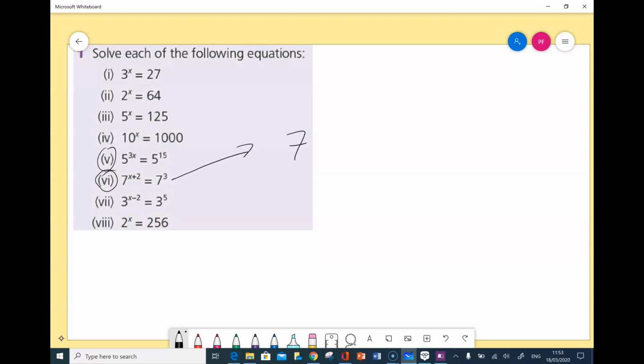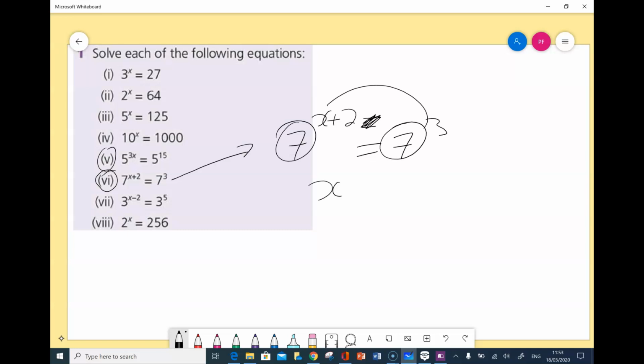Part 6. 7 to the power of x plus 2 equals 7 cubed. Excellent. My base numbers are already the same, so my indices must be the same. X plus 2 equals 3. X is equal to 3 minus 2. X is equal to minus 1.